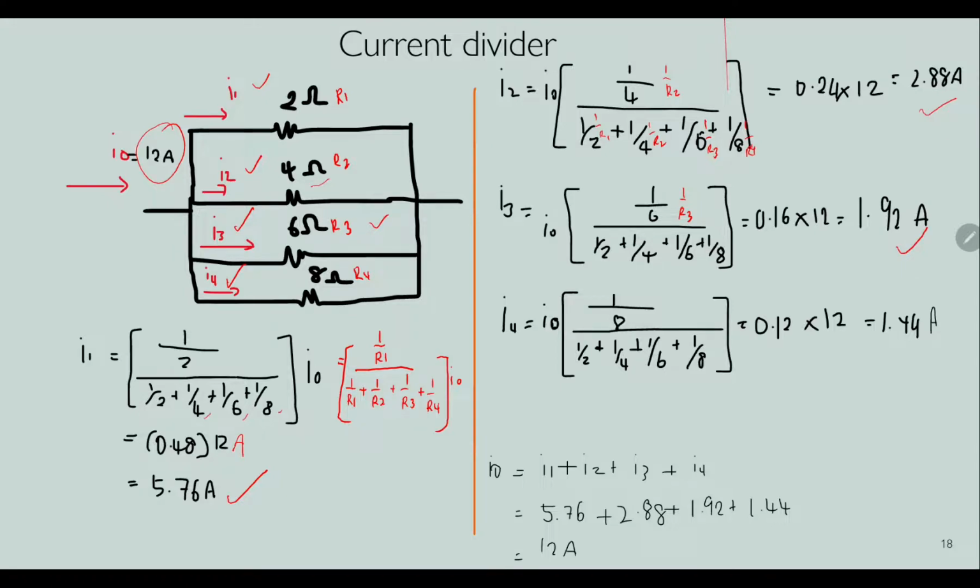For the I4, R4 is 8 ohm. So this one is 1 over R4, over 1 over R1, 1 over R2 plus 1 over R3 plus 1 over R4. So calculate them, you got 1.44 ampere. So if you total I1 plus I2 plus I3 plus I4, it will be 12 ampere. Will be the same with the I node.